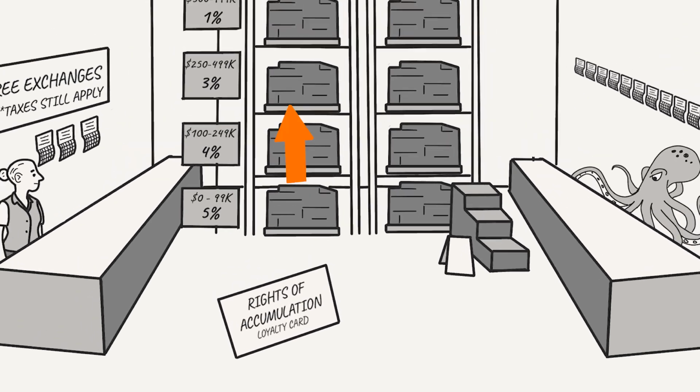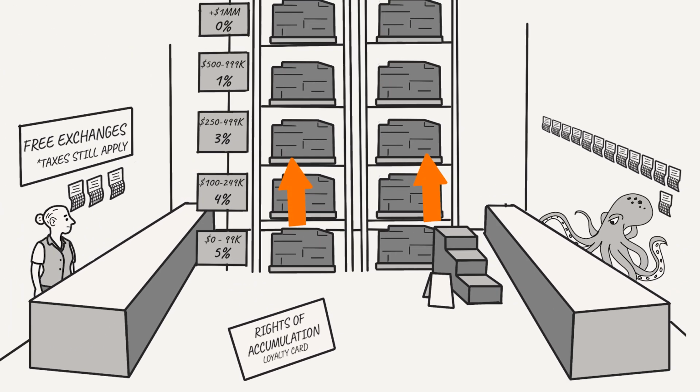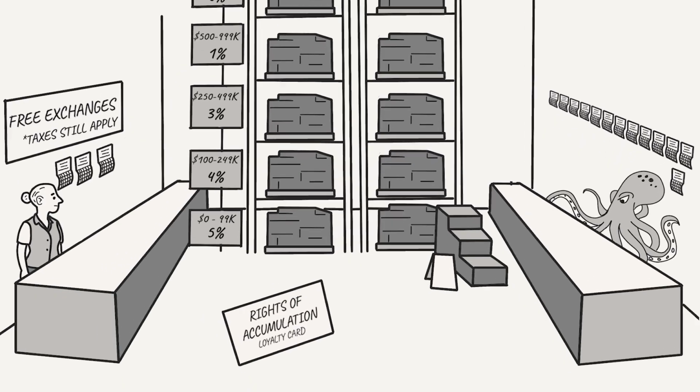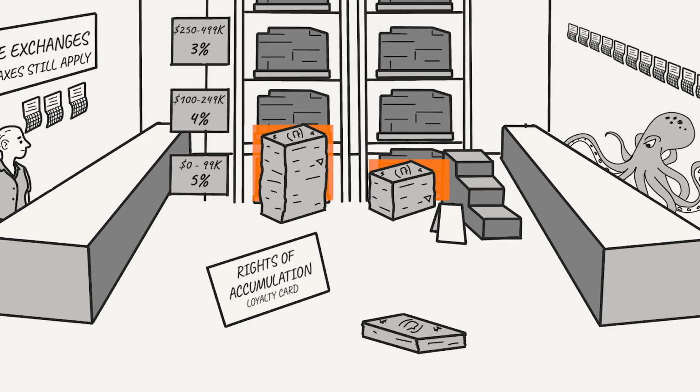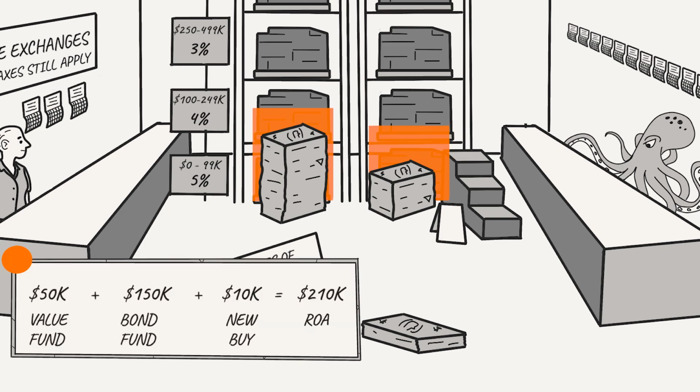You can also see that there's 2 shelves. That's to help you remember you can combine funds in the same fund company to determine your rights of accumulation. So let's say you had $50,000 in the value fund and $150,000 in the bond fund. Today you're making a new $10,000 purchase in the value fund. So you combine the $50,000 you already own in the value fund plus the $150,000 that you own in the bond fund along with today's purchase. So your total ROA would be $210,000.